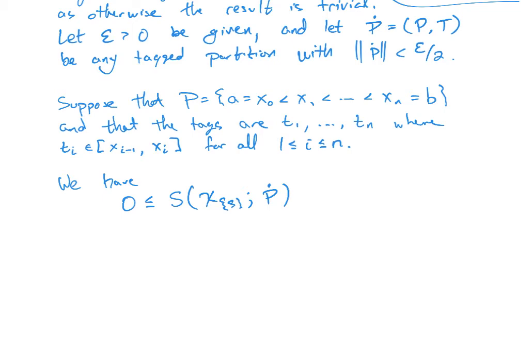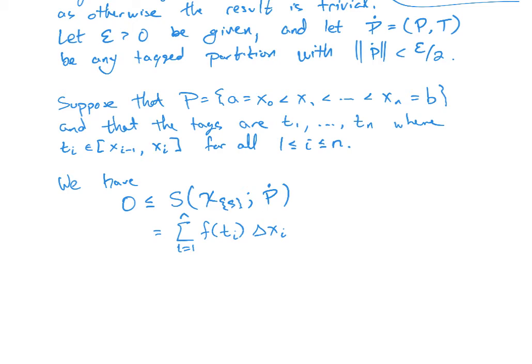Zero is a lower bound on our Riemann sum with respect to P dot. That's because you write the sum out, and all the summands in the sum are at least 0. Is that a 0? Yep, that's a 0. Okay, just making sure. Thanks.